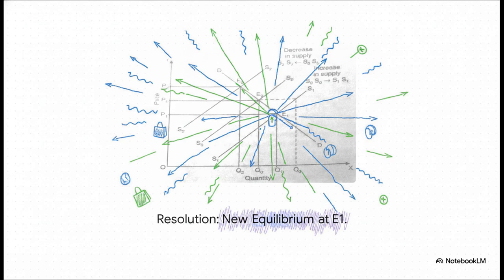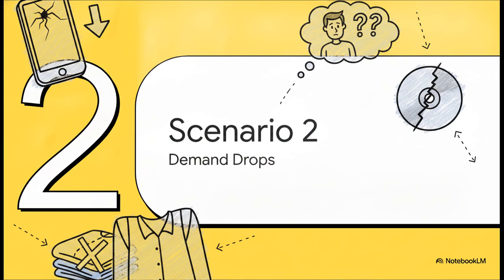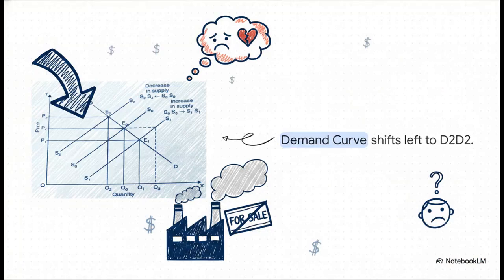Both the price and the amount being bought and sold have gone up, simply because the desire for the product surged. Moving on to scenario 2, demand drops. Now, the market is totally a two-way street. What's really interesting here is what happens when an item suddenly falls out of favor. Look at how visually striking a loss of interest is.